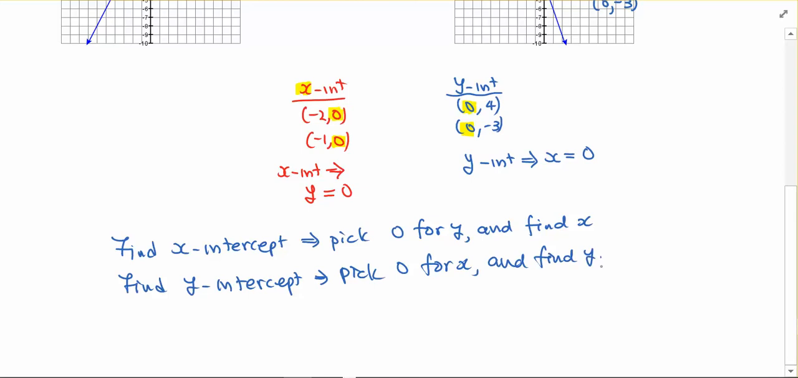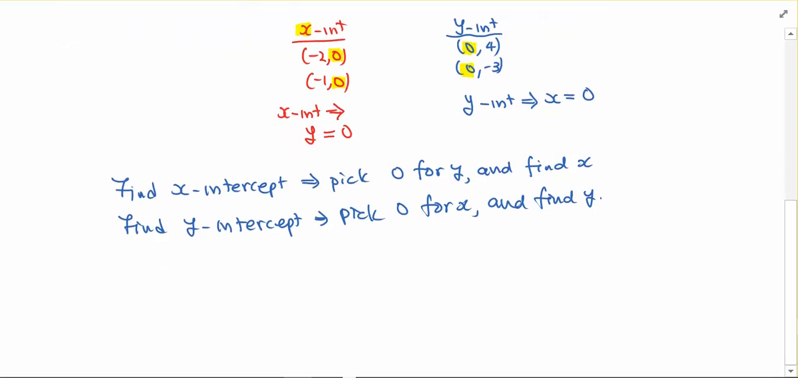So the way I keep it straight is, when it says find the x-intercept, in my head, x is the thing that needs to be found, y is known. Y-intercept, y is the thing that needs to be found, x is known. All right, so let's do a little example.